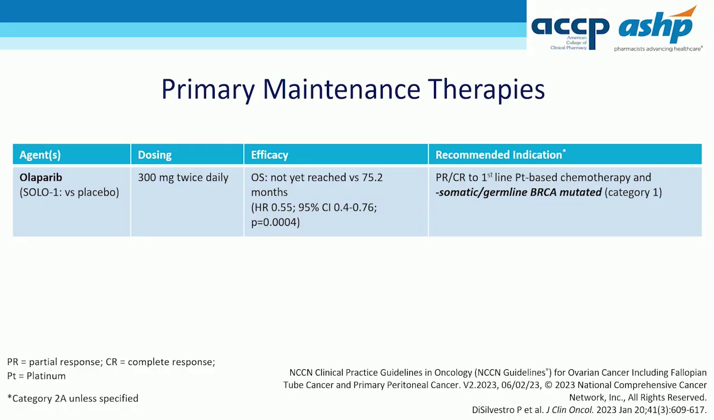And then other primary maintenance therapies, we have olaparib as a single agent. This was from SOLO-1. This was olaparib versus placebo. Even at their 7-year follow-up, which is when they expected to be able to see an overall survival benefit, they still haven't reached the overall survival for the treatment arm. The placebo arm was at 75 months, so all very encouraging results, and it is something that is now standard of care, and every patient that's BRCA mutated should be offered a PARP inhibitor after their frontline chemotherapy.